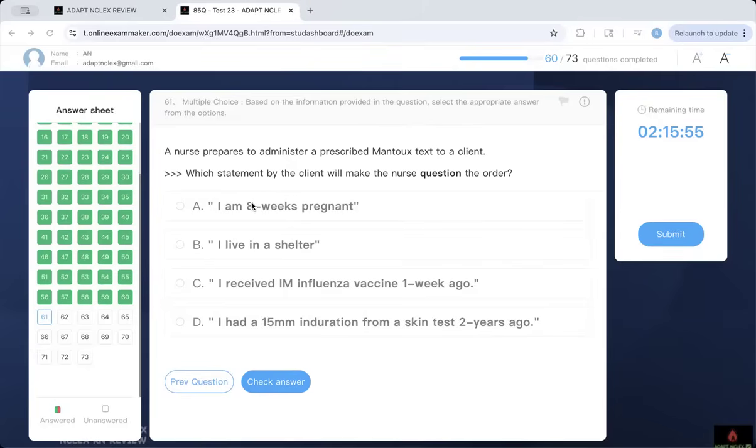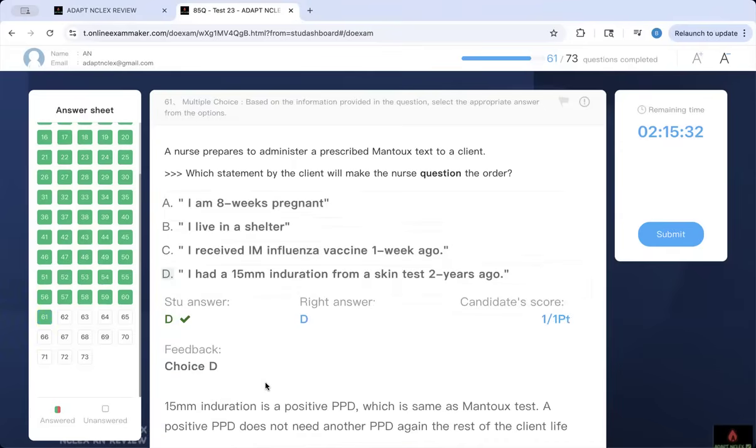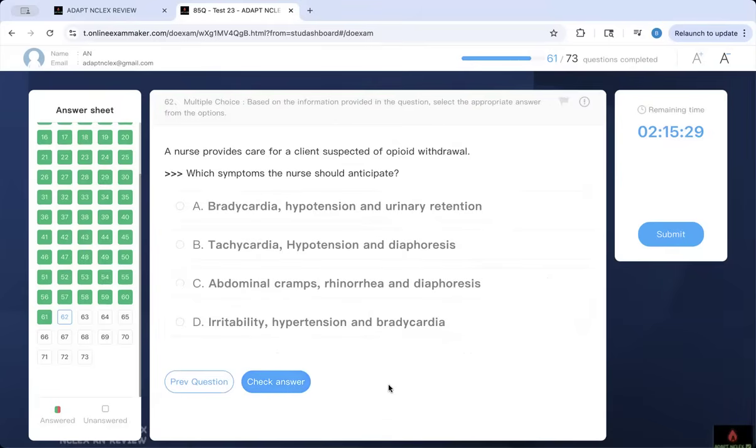A pregnant patient can get a PPD test. That's what they mean, the Mantoux test. People in the shelter need to have a PPD test. Whether you have the flu vaccine or not, it does not affect the PPD test. If you have had a PPD test before, with 15mm induration 2 years ago, that means it's a positive test. You should never have any more PPD tests. So this is a trap. That's the right answer.